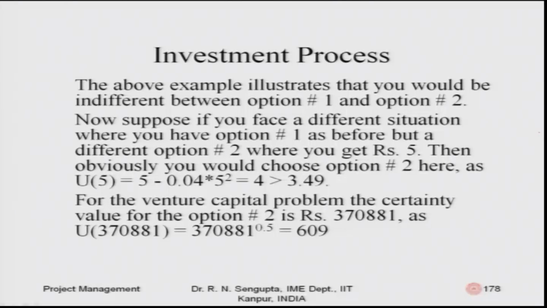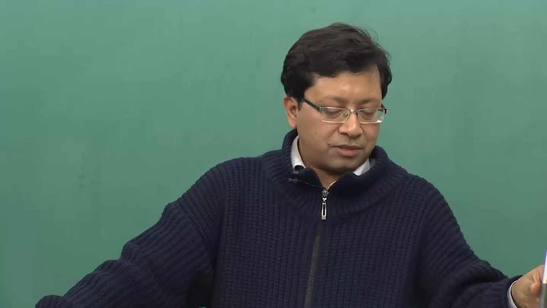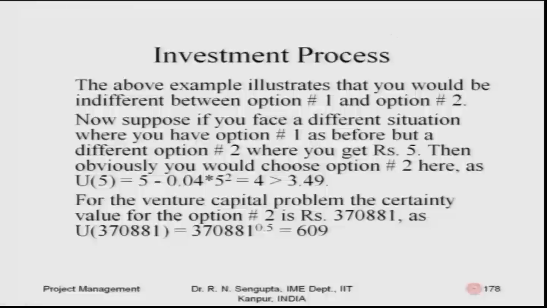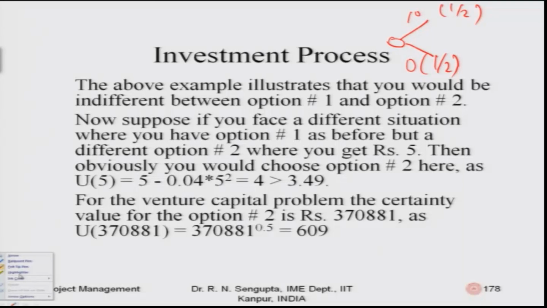So the above example illustrates that you would be indifferent between option 1 and option 2. There can be many such options and you need to compare. Point 1. Point 2, for the gamble which I mentioned, if it is a project or an investment, it can have different arms. In the last example, it was 10 rupees with probability half and 0 rupees with probability half.